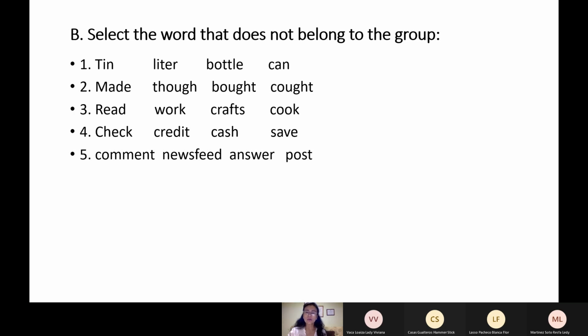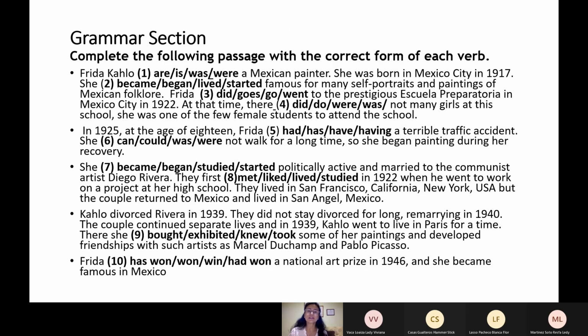Okay? And now we are going to move to the difficult part. Maybe this part is more difficult for you. That is the grammar section. The grammar section consists of completing a text with the appropriate verb tense. Entonces tenemos que escoger el verbo apropiado para completar el texto. Y nos dan 4 opciones de respuesta allí. Frida Kahlo, are, is, was, or were a Mexican painter. What do you think is the appropriate answer?